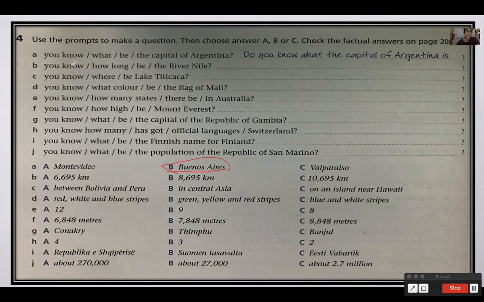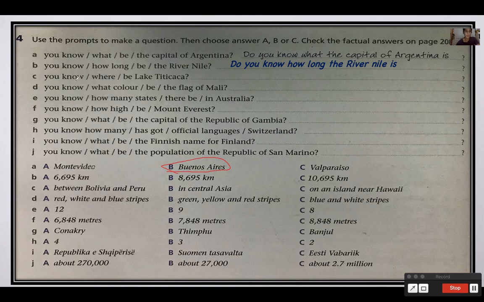Then we have, do you know how long the river Nile is? So you have to look for the correct answer. I don't know what the answer is. You have to look for that on the internet.